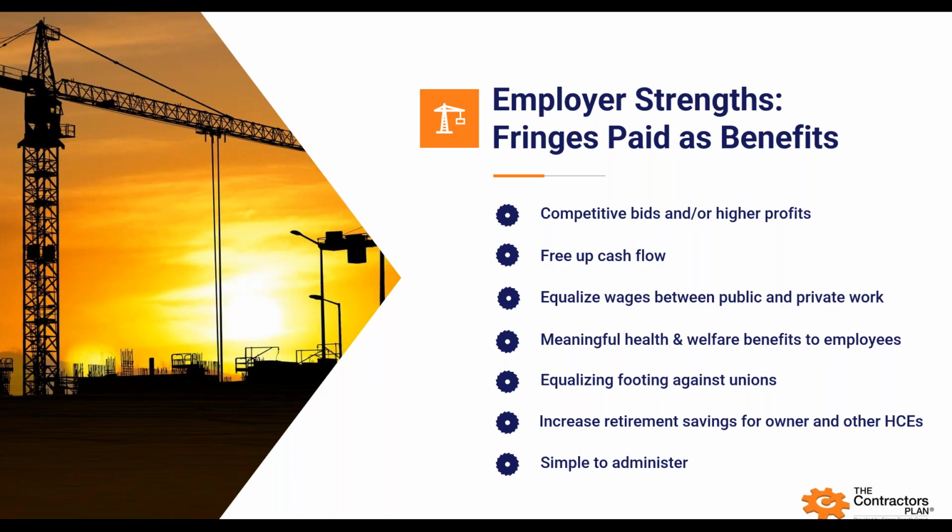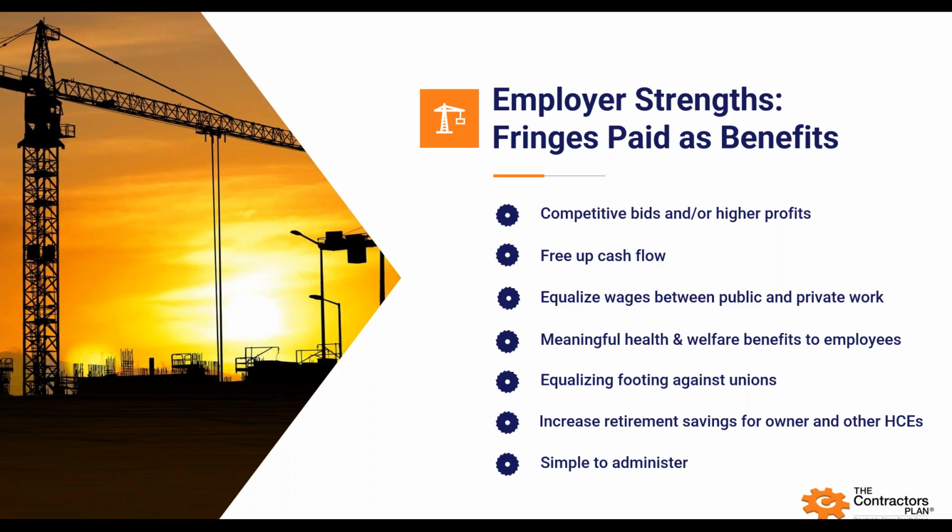It's also going to equalize wages between public and private work. In many states, the base wage alone is higher than the equivalent private wage. So on private work, I might typically pay an employee $45 an hour. I walk across the street and I'm working on a school. All of a sudden, now I have a base prevailing wage of $50 an hour. That's very common. Forget the fringe obligation on top of that.